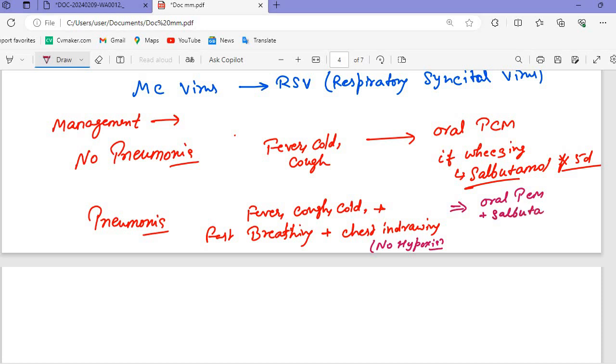Salbutamol, when will we give it? If wheezing is present. Wheezing means there is a whistling sound, then we can give the salbutamol.